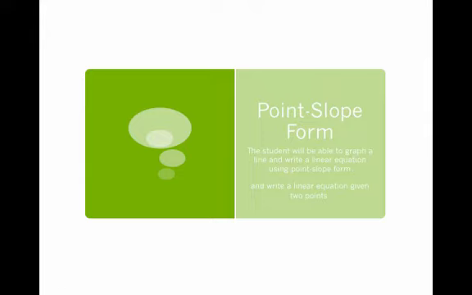So we've already seen two different forms of a linear equation. We've used the standard form, ax plus by equals c, and we've had the slope-intercept form, y equals mx plus b. Now I've got a third form for you, which is point-slope form. We're going to be able to use this form to write a linear equation when we're given just 2 points.